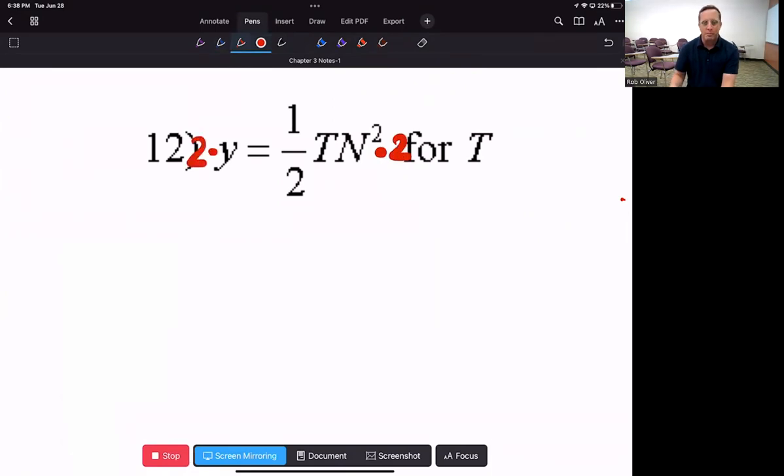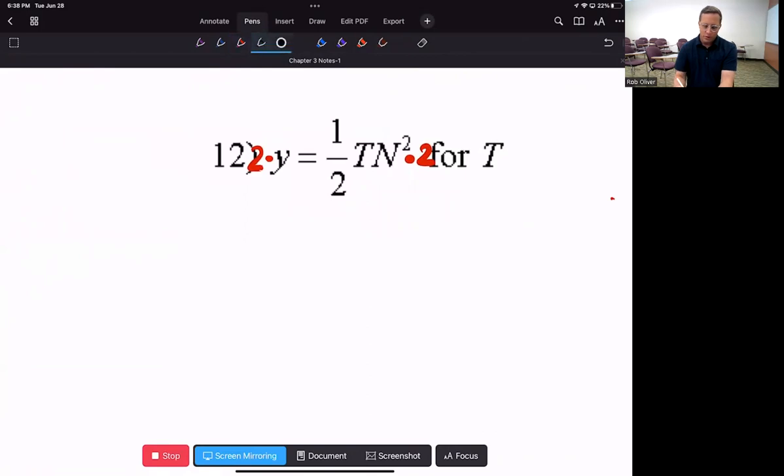Sorry, it's a little messy here. Now these cancel out right there, so I'm going to rewrite it. Now we have 2y equals tn squared.